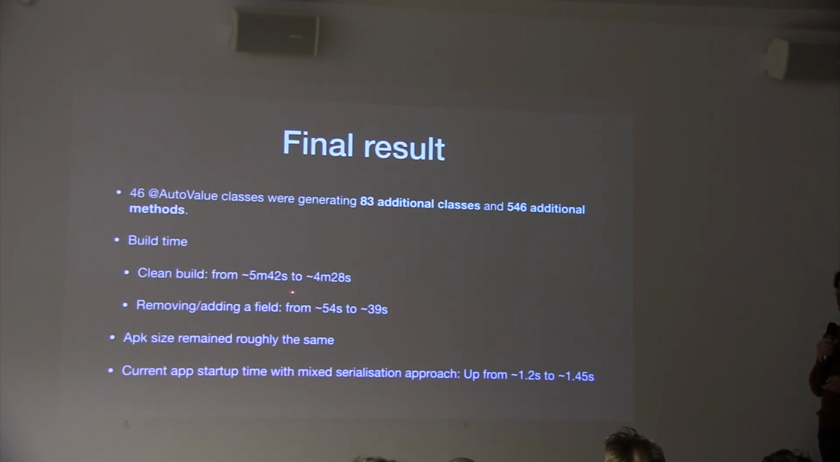So a clean build now is more than a minute faster. And we did some tests just removing or adding fields from our AutoValue classes that are now migrated to data classes, and the incremental build time went from 54 seconds to now typically 39 seconds. AutoValue is a compile time library, so it doesn't add runtime dependencies, so APK size remained roughly the same. And we were expecting this: our startup time increased by a few hundred milliseconds, but we're okay with it for now.